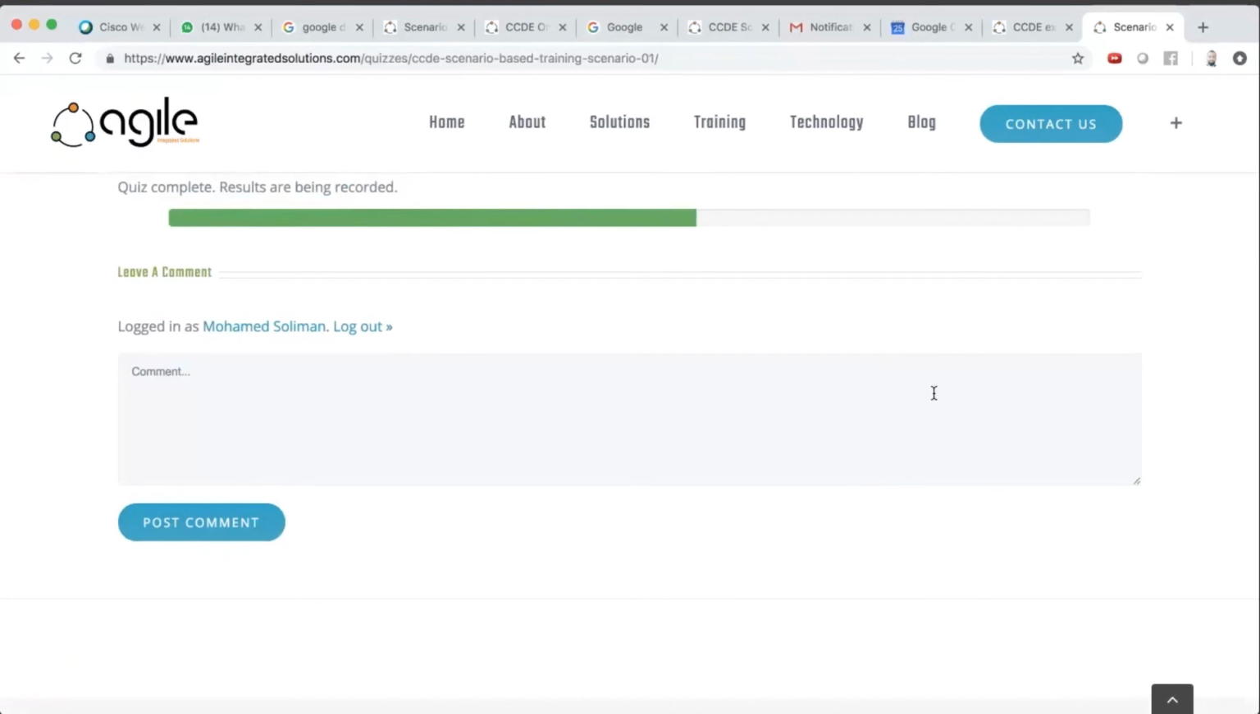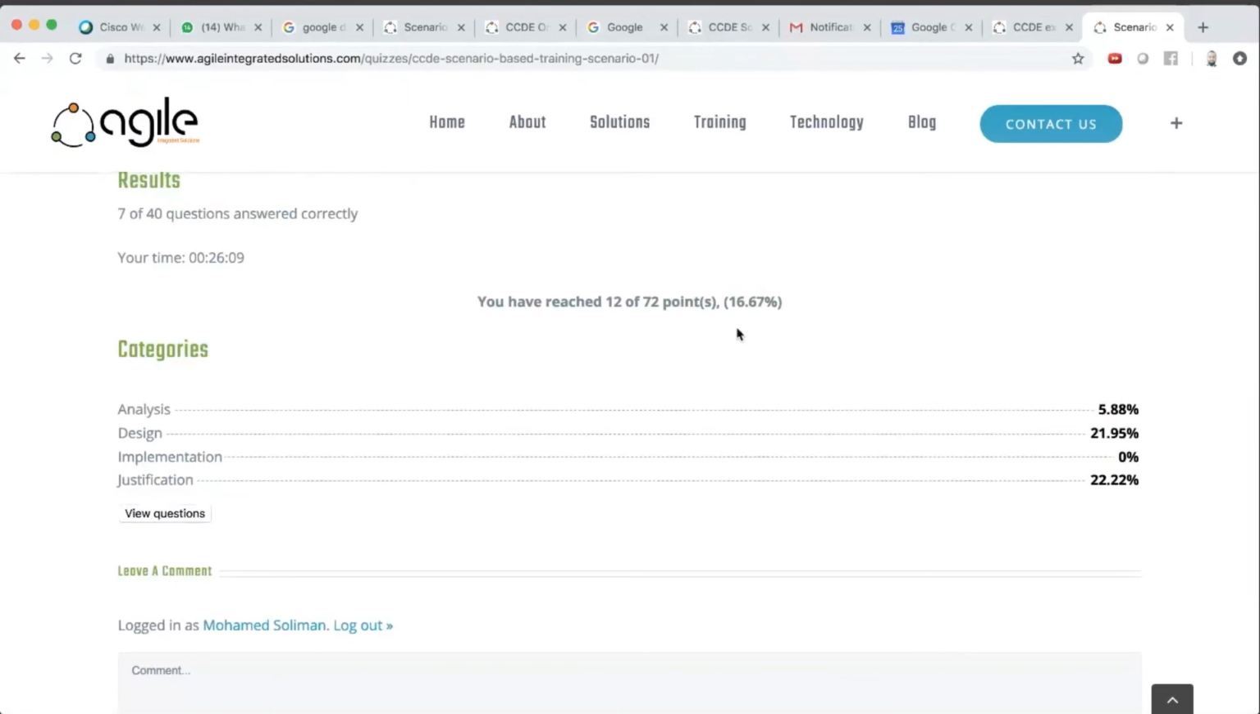But here it's just a couple of seconds. Let's say we are going out of the room. Wow, I got 7 out of 40 questions answered correctly. Good job. The good thing is it tells you how many questions you answered correctly. But here we can remove it. I also insisted on putting in the breakdown of the questions similar to the exam. So in analysis, I got only 5%, so I need to work on my analysis. Design 21%, implementation 0, and so on, because we were just skipping the questions. We're not actually answering, we're just going right through.